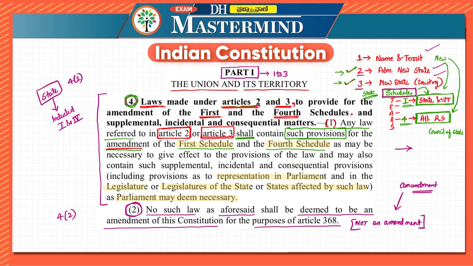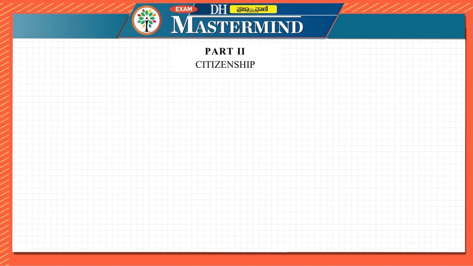Now we will start with the next part, which is Part 2, which is related to citizenship. So the second part deals with citizenship. Let us understand in brief about citizenship and the articles related to citizenship. In the next part, we'll start the proper discussion related to citizenship. As we are seeing, this is Part 2 of the Indian Constitution. It constitutes Article 5 to Article 11.